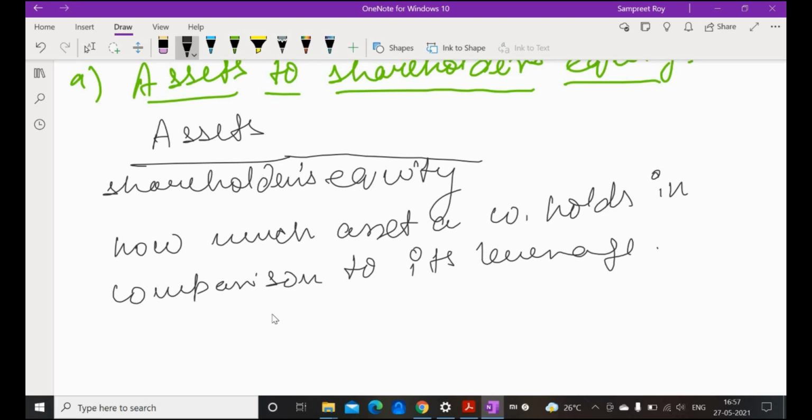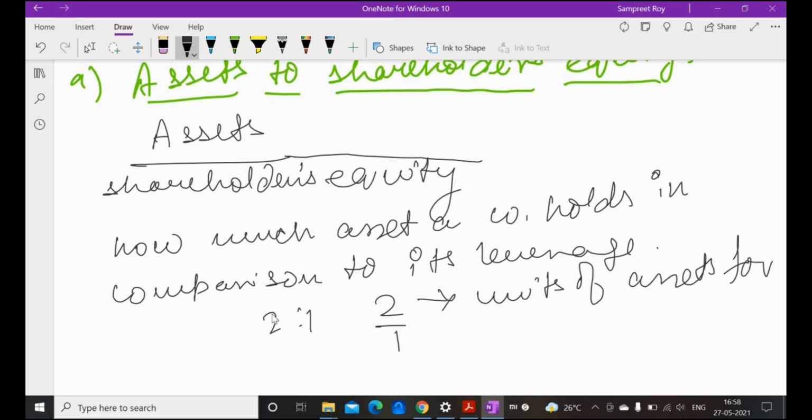For example, if the assets to shareholders equity ratio is 2 is to 1, that means the company has 2 units of assets for every 1 unit of leverage, right? So the company can risk to gain or raise more leverage.